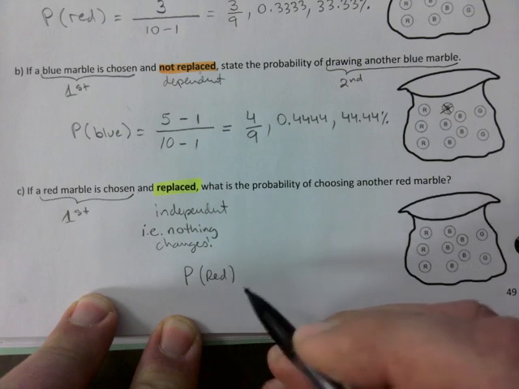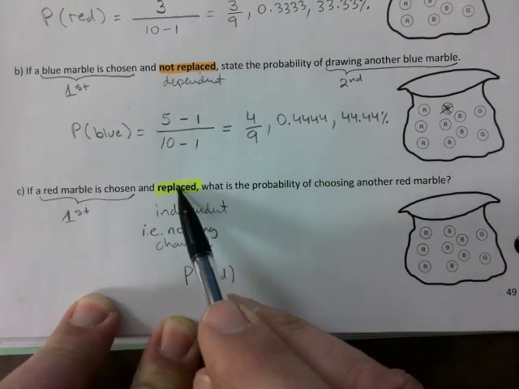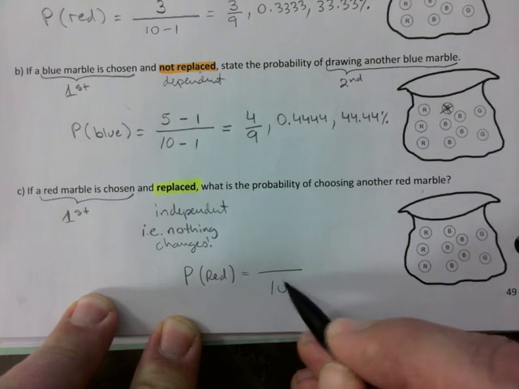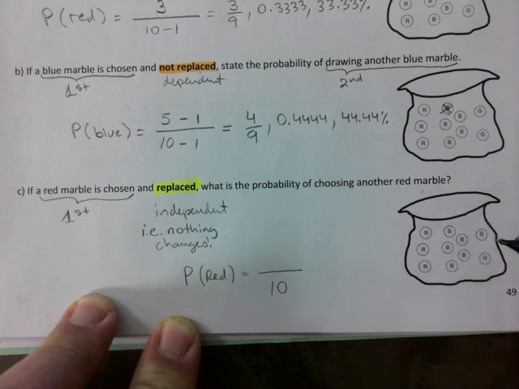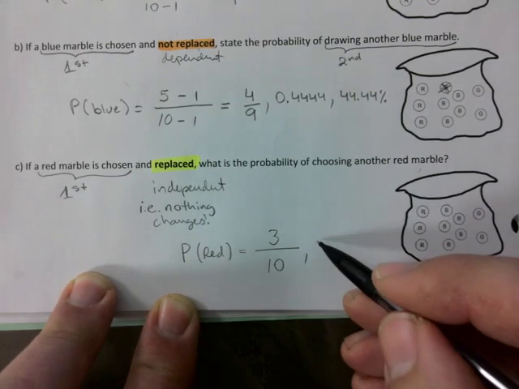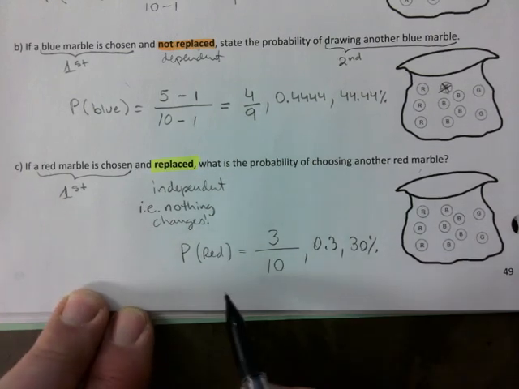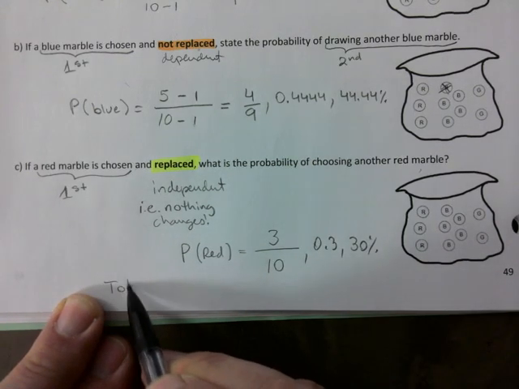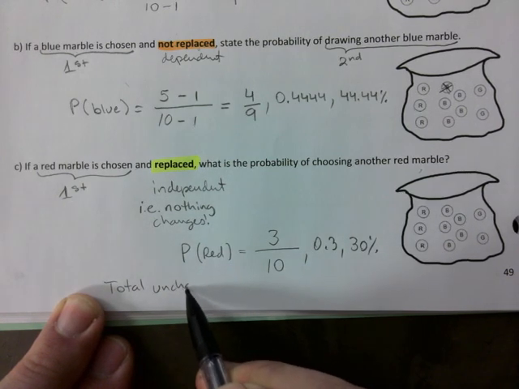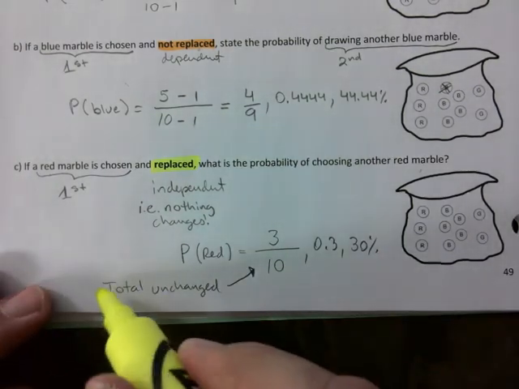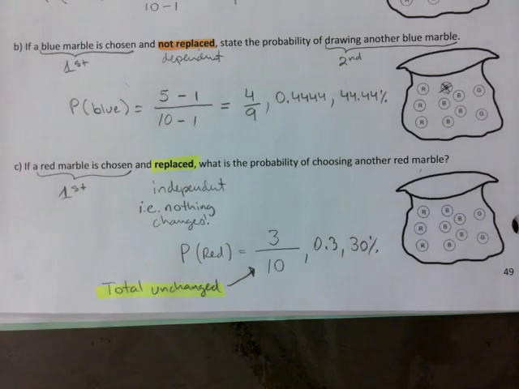So probability of red, it says you picked a red one, you replaced it. What's the probability of getting another red one? It's going to be the exact same. So it's going to be 10 total. And we have 3 reds, right? So it'd be 3 out of 10. And so that's 0.3, which is 30%. Let's make total unchanged. Total is unchanged. It stayed exactly 10.